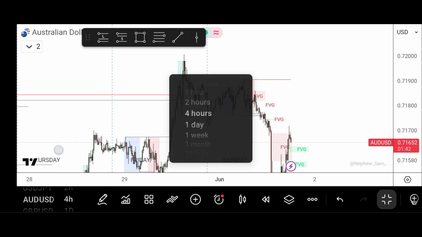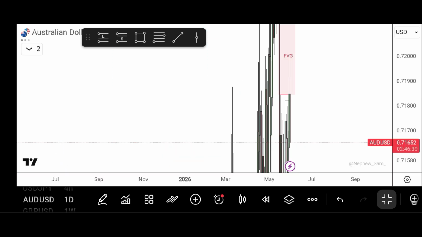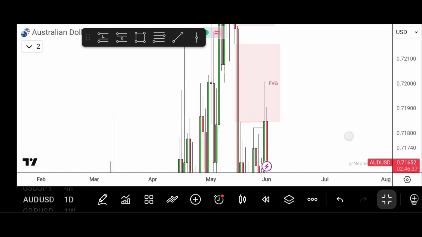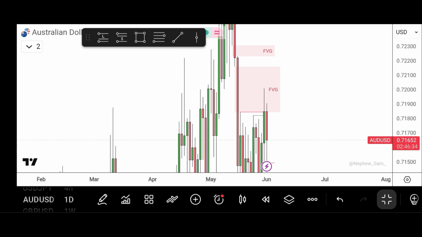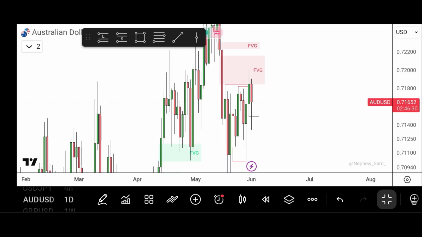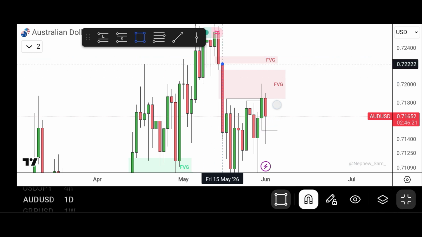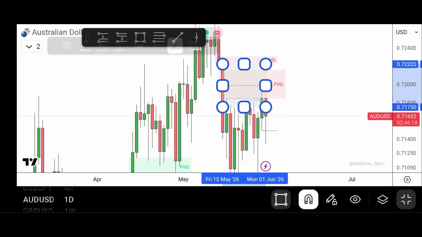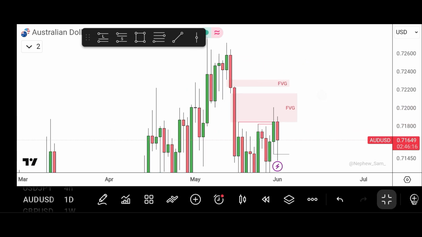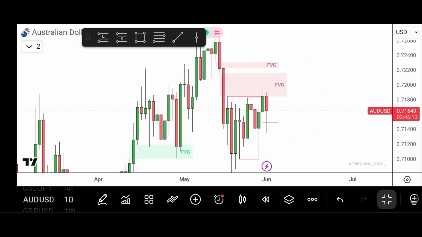So quickly, I'll go to the daily time frame, where we started the analysis. This pair is AUD USD, Australian dollar, United States dollar. Last week on Friday, we saw that price went into this daily fair value gap. I have an indicator that marks out my fair value gaps. So we have a run into the fair value gap.